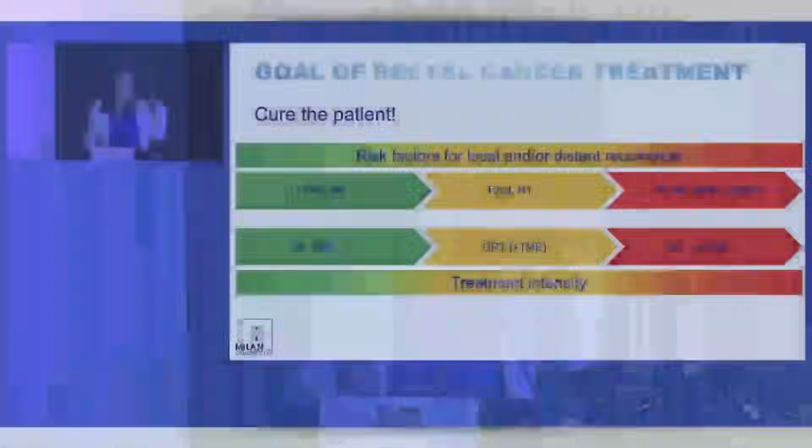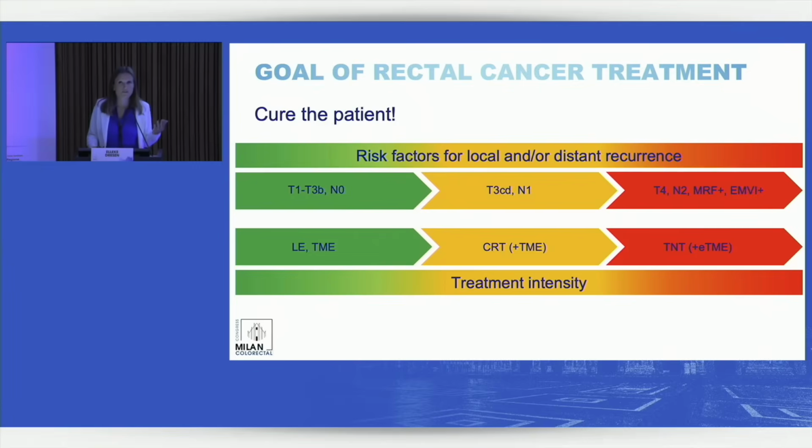So, of course, we all have a common goal of rectal cancer treatment, and that is, of course, to cure the patient. And depending on the amount and which risk factors there are, the treatment might need to be intensified. So in a very small tumor, you might only do a local excision, but if the tumor becomes larger or gets positive lymph nodes or threatens mesorectal fascia, then you might need to intensify the treatment with neoadjuvant treatment, either chemoradiation or a more intense modality like total neoadjuvant treatment.